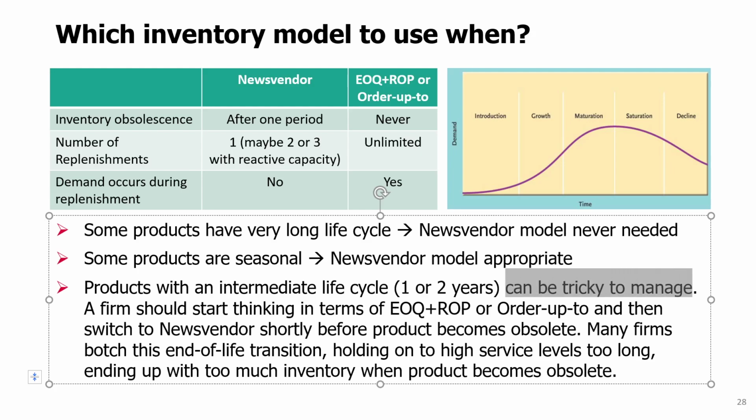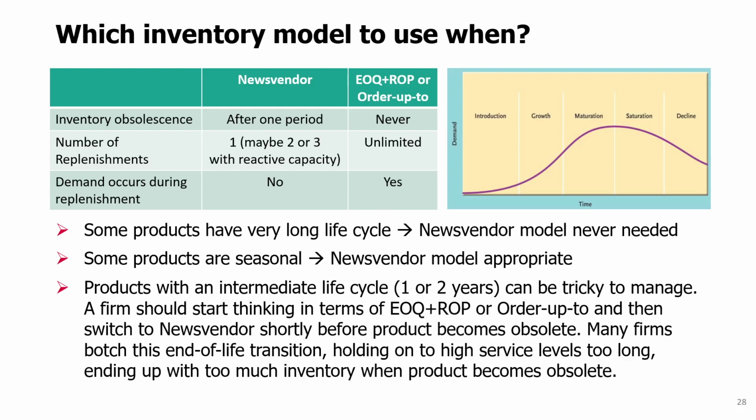In this case, we have to be very careful how we manage them, because while we replenish them using one of the long life cycle models, order-up-to or EOQ plus ROP, we have to switch to the newsvendor shortly before the product becomes obsolete. If we don't, then we might have a lot of leftover units, and when they become obsolete, those leftover units might not sell for a lot.